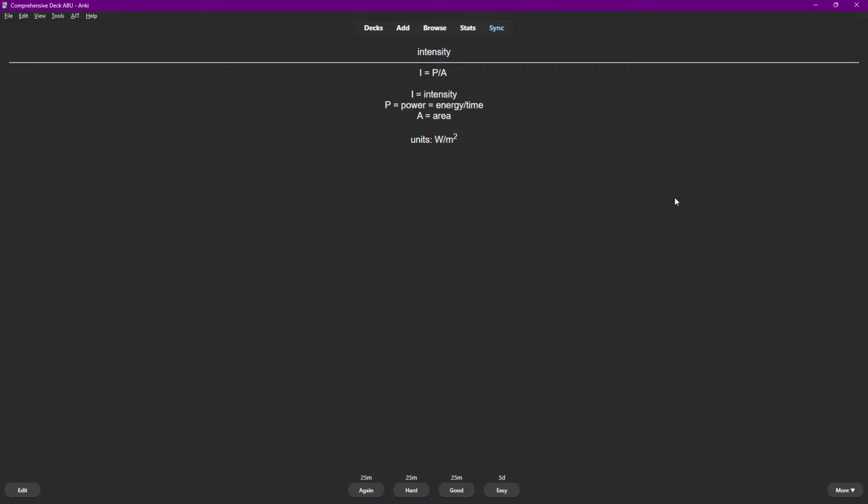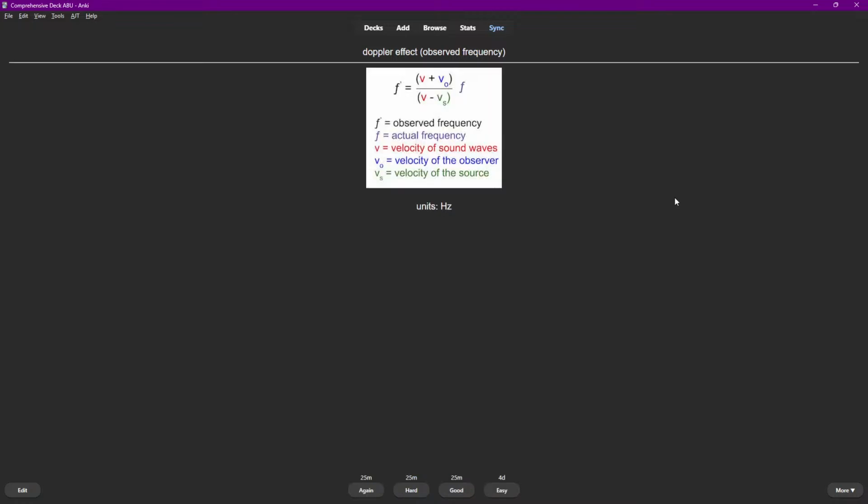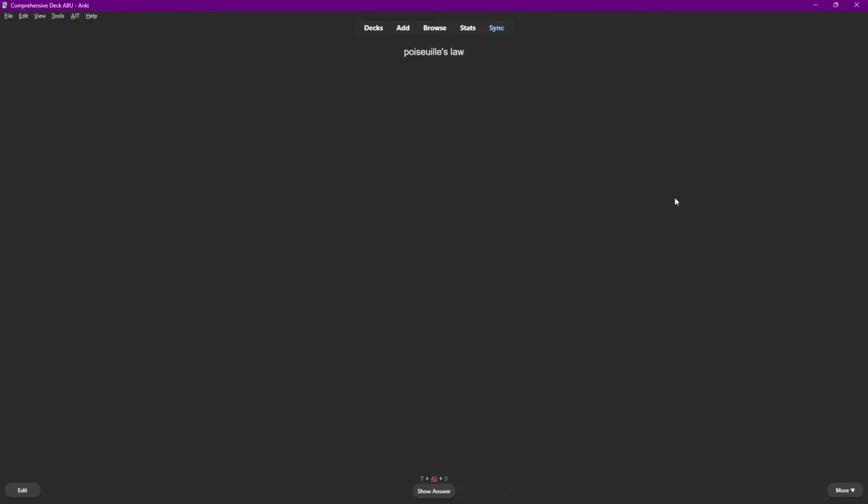I thought pressure is equal to force per divided by meter squared. Okay. Doppler effect. F naught is equal to 1 minus... Yes, I hate this stupid Doppler effect.